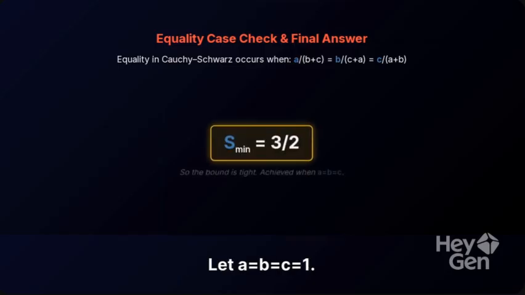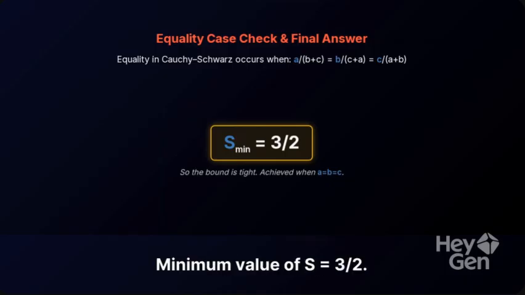Let A equals B equals C equals 1. Then S equals 1/2 plus 1/2 plus 1/2 equals 3/2. So the bound is tight. The minimum value of S equals 3/2, achieved when A equals B equals C.